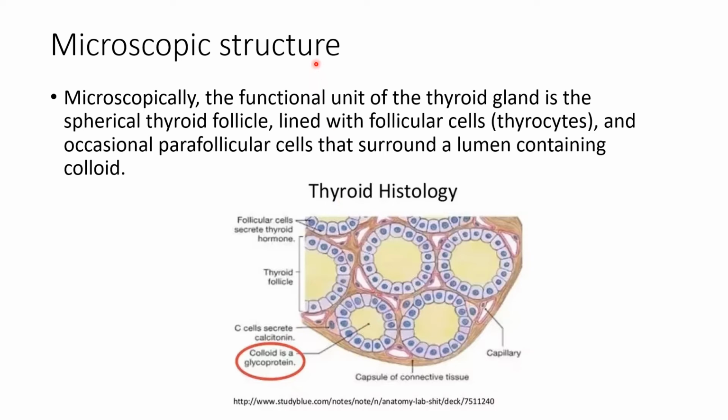For the microscopic anatomy, the functional unit of the thyroid is the spherical thyroid follicle. It is lined by cells called follicular cells or thyrocytes, which secrete thyroid hormone, and occasionally you can see C cells secreting calcitonin, and there is a lumen filled with the colloid.